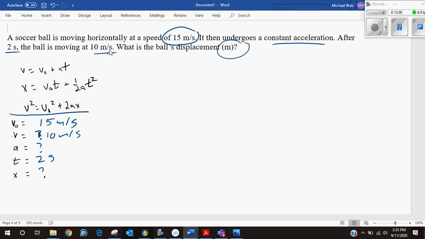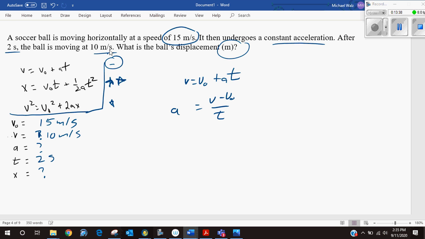Okay, so we're looking for the displacement, so we got to figure out which formula to use. There's x in this one, there's x in this one. I got my two velocities, no acceleration though. Okay, so this is another one where we're going to have to determine the acceleration. So we're going to have to use this one first, and then we could use either one of these, but I'll use this one because it seems easier. It's already set up.